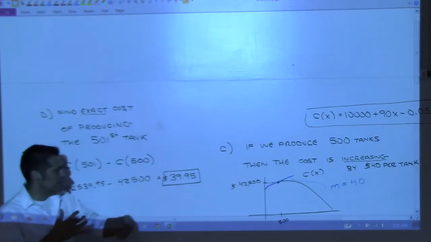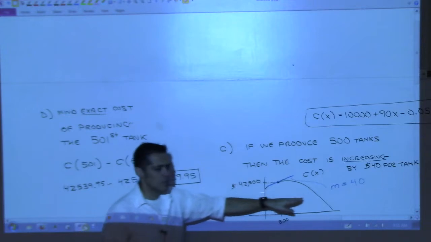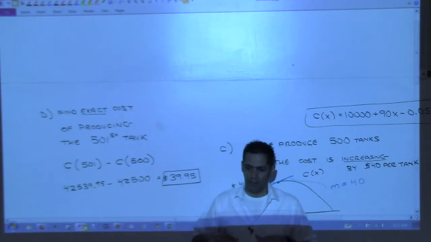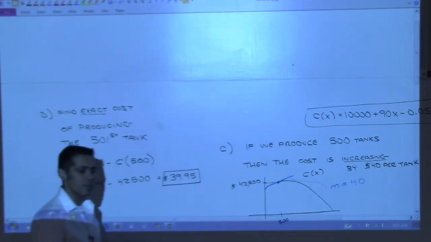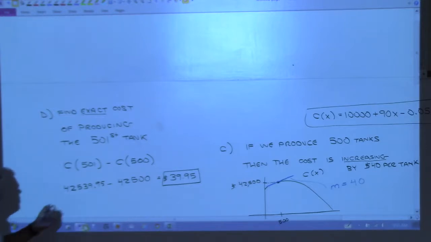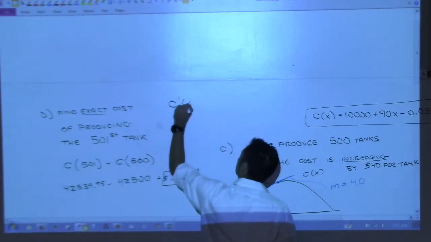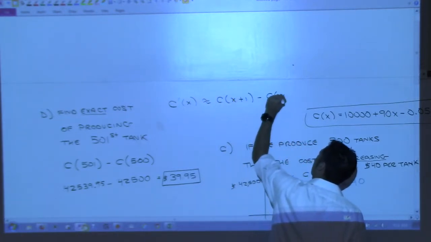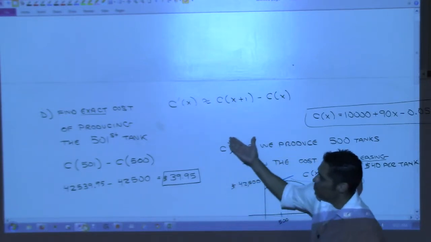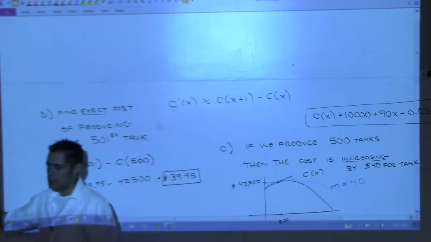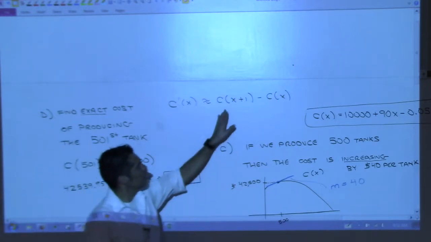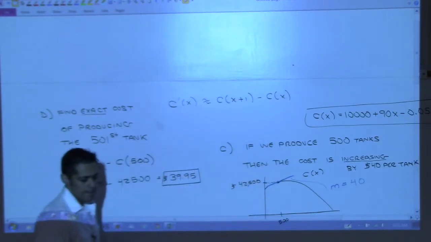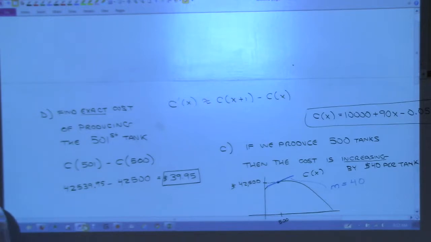So let's try and recap here. Was our marginal cost pretty close to the true exact cost? Yes? It was off a little bit, but marginal costs are approximations, so it could be that we're a little off. We had this formula I gave you last time: C prime of x is approximately equal to C of x plus 1 minus C of x. So that's exactly what we just determined. We determined that marginal cost at 500 was pretty darn close to C of 501 minus C of 500. Okay? You ready to do one on your own?